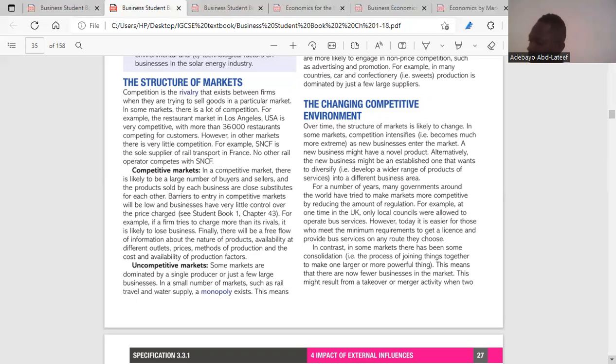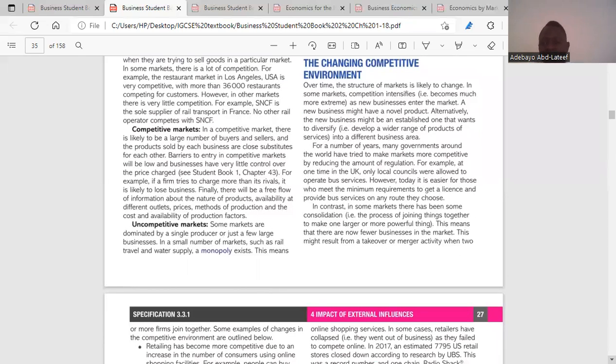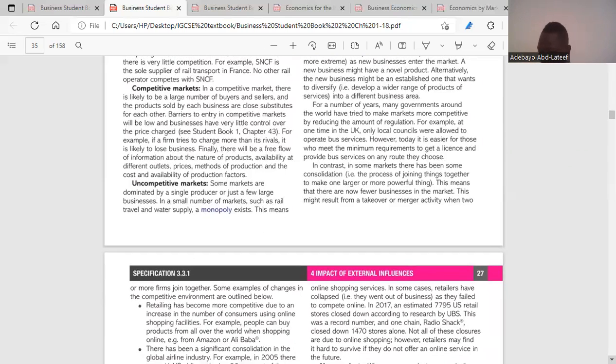So we move on from there to changing competitive environment. So when we talk about changing competitive environment, here I wrote, over time, the structure of market is likely to change. It is a market, so it's not constant. So it's either there's a fierce competition, or there's a fall in competition. So whichever way, the structure of the market is likely to change.